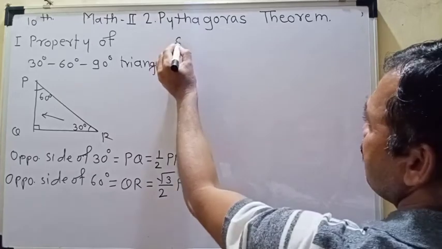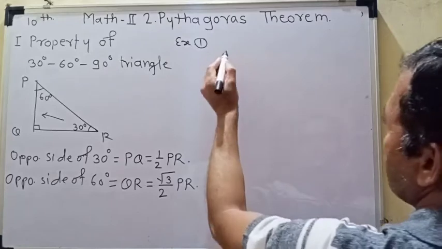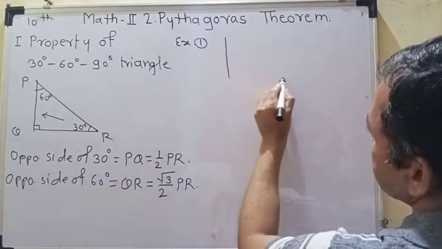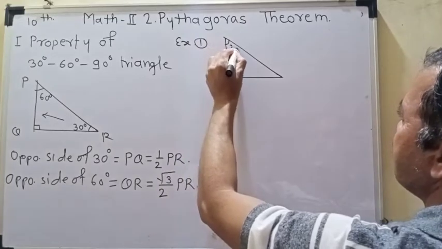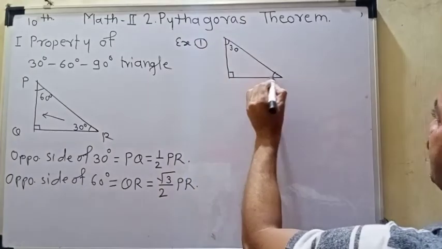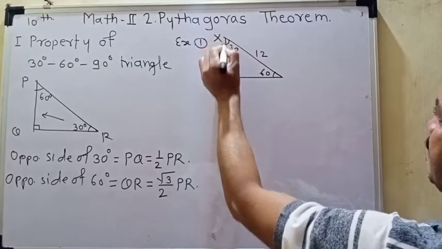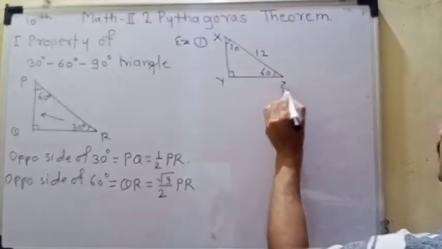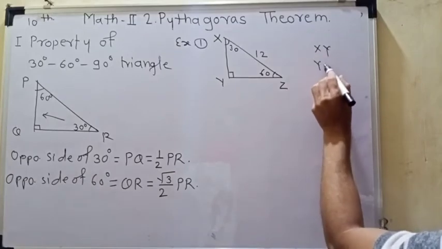Now let us see one example on this property. Suppose we have been given that here this angle is 30 degree, this is 90 degree, and this is 60 degree. This side is 12. This is a triangle XYZ, and we have to find XY and YZ here.